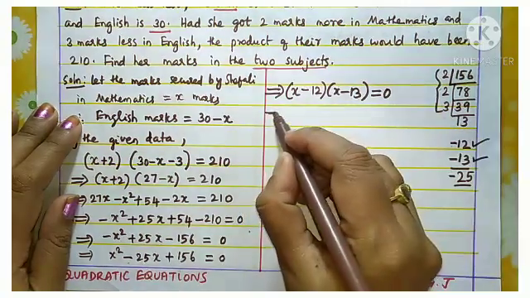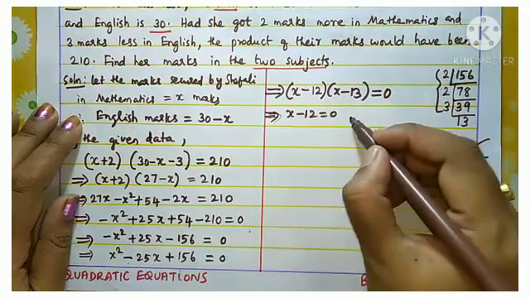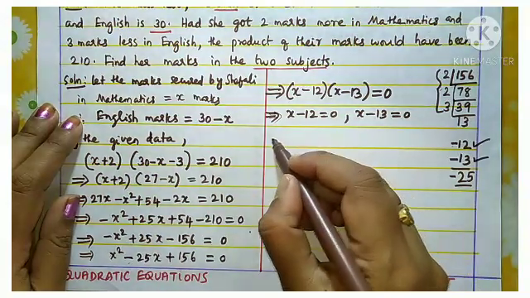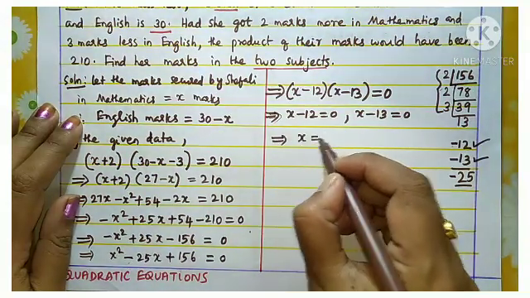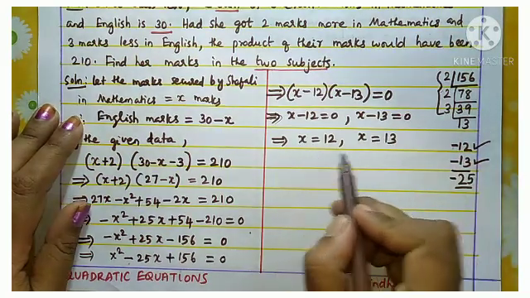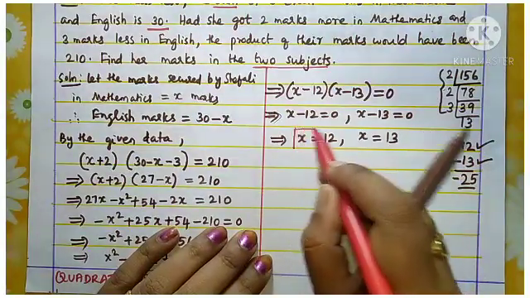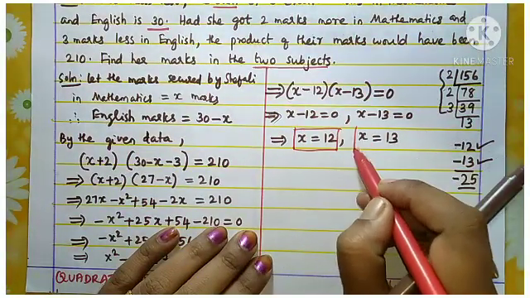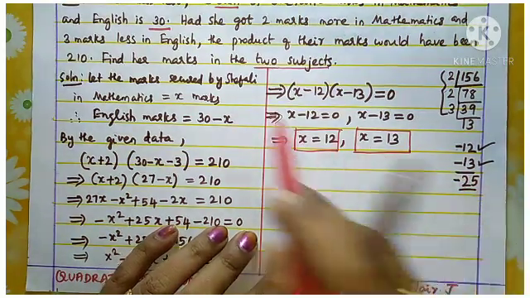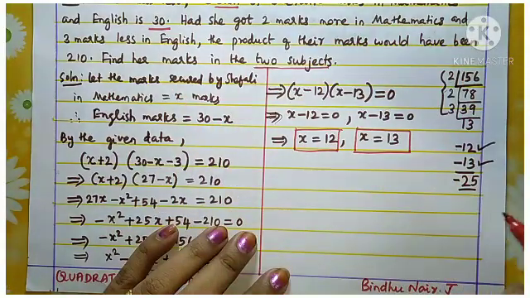So what is the next step? This implies x minus 12 equal to 0 and x minus 13 equal to 0, and this again implies x equal to 12, x equal to 13. Thus we got two different roots for x. Now we got two answers for x. For these two different answers, we need to find, as in our question, the marks of the two subjects.